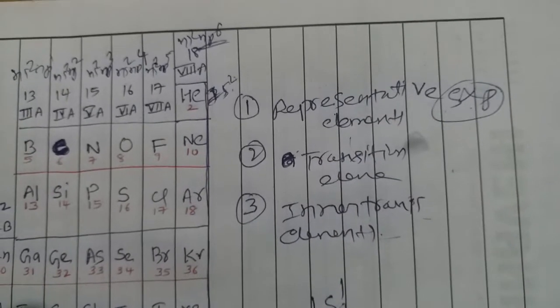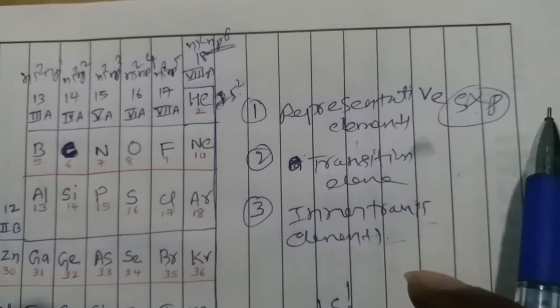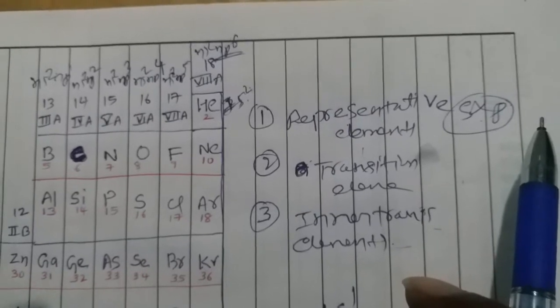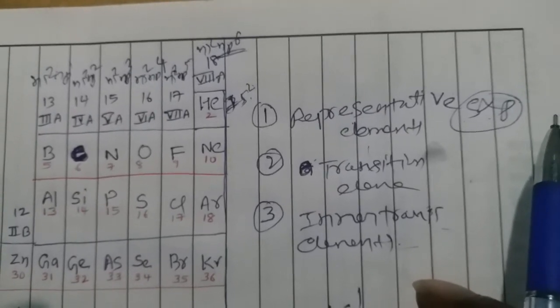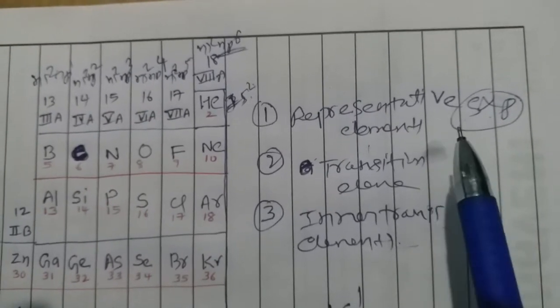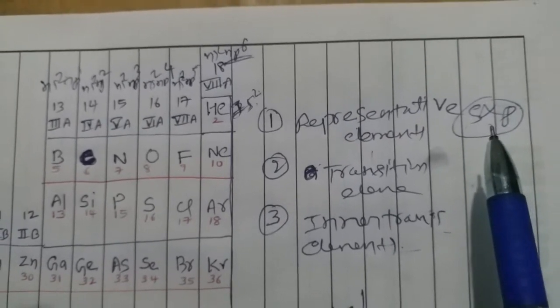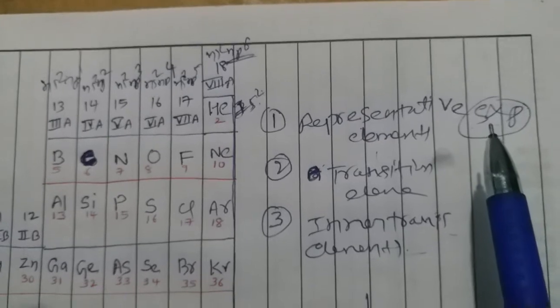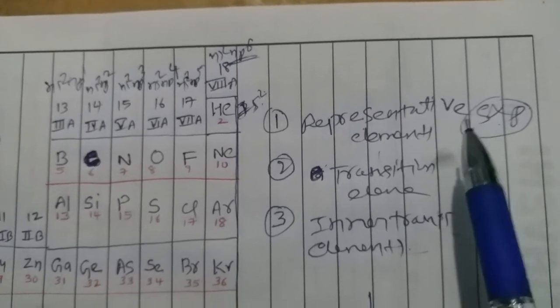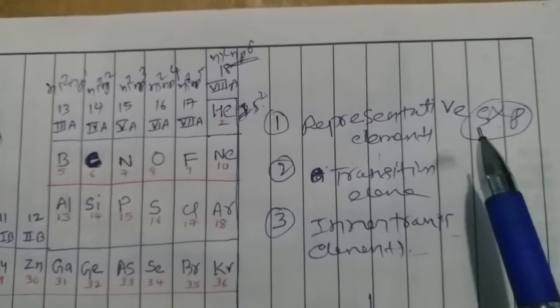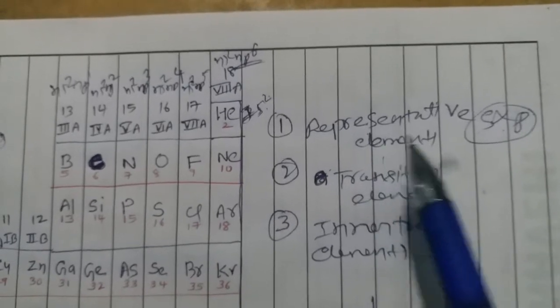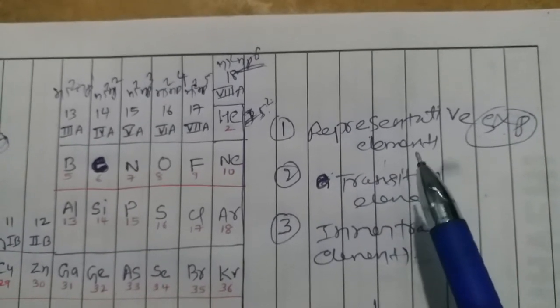The S and P block elements are combinedly called representative elements. Why? Because most of the chemical reactions are due to S and P block elements. So these S and P block elements are representatives of the periodic table. By this reason, they are called representative elements.